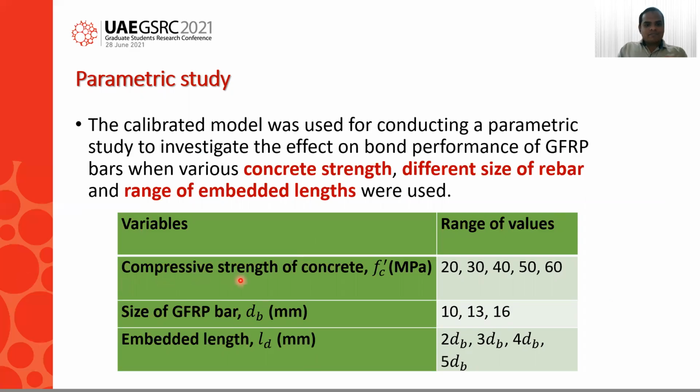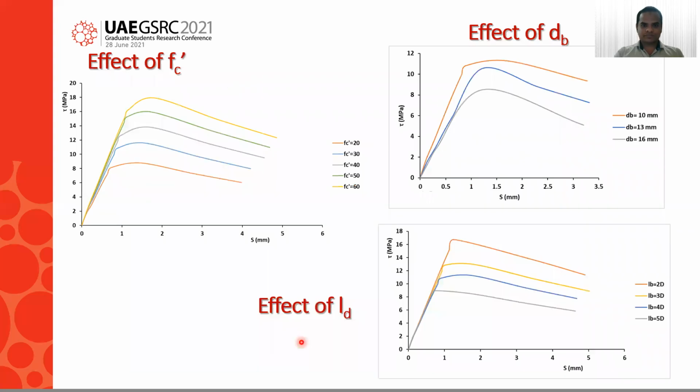You can see the compressive strength I selected as 20 to 60 megapascal. Then bar size I selected as 10, 13, and 16. Embedded length varies from 2 to 5 times the diameter of the bar. This slide shows the results of the parametric study. As you can see here, when the concrete strength is increased, the bond strength also increases, but when the diameter and embedded length are increased, the bond strength is reduced.